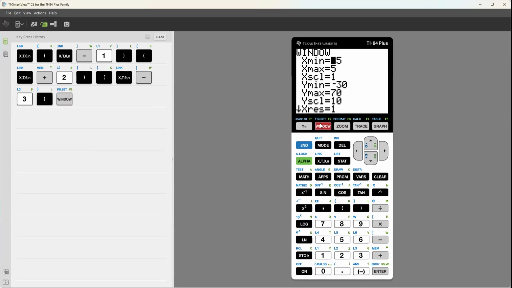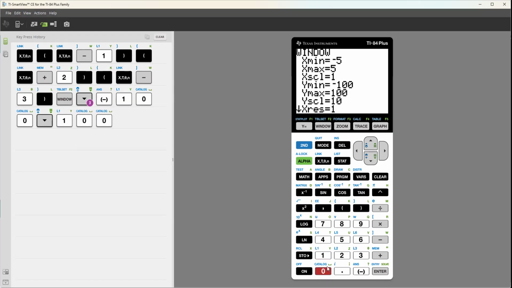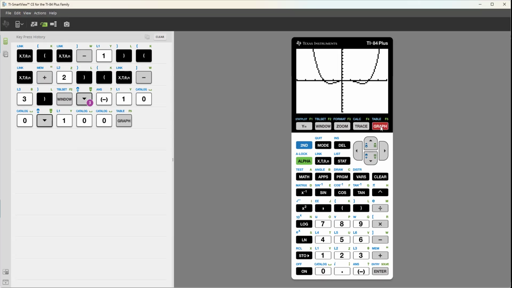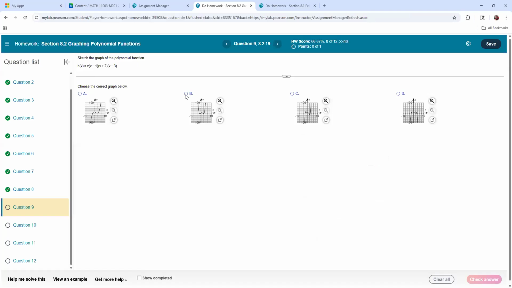All right, now remember their window went from, what did I say, negative 5 to 5, and then the Y went from negative 100 to 100. And it looked like they went by tens. All right, y'all, so hit graph, and there you go. Looks like what y'all are saying on that. Let's go to the one that looks like a U, and y'all, it had to be B on that one, okay?